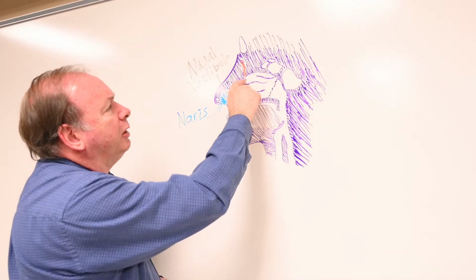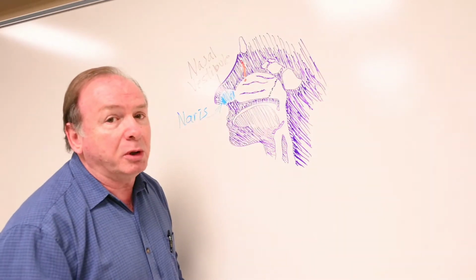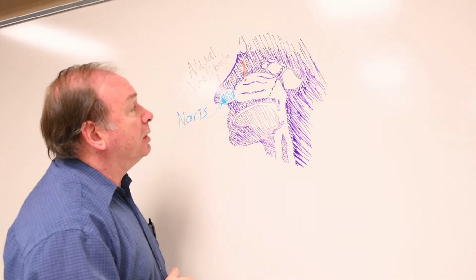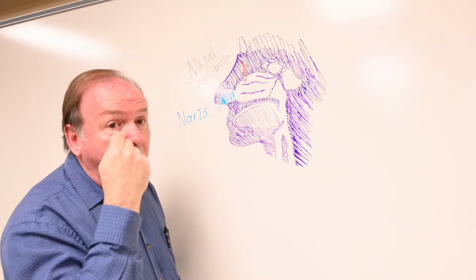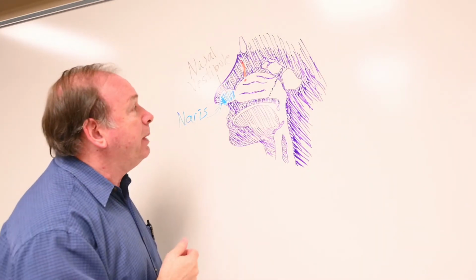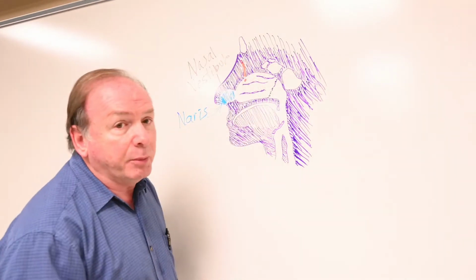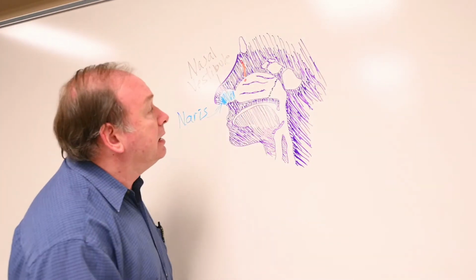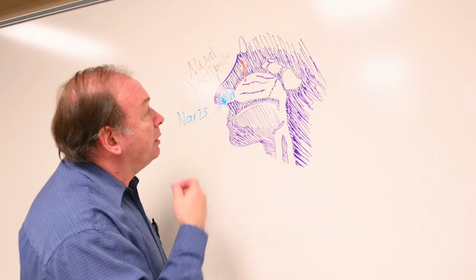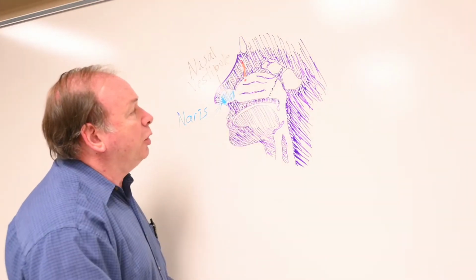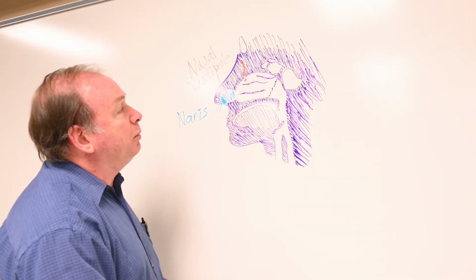Right here I put a little opening for the nasolacrimal canal. The nasolacrimal canal connects from your eye down to your nasal passages, where tears will pass from your eye beneath the conjunctiva below your eyelid down to your nasal openings. So there's that nasolacrimal canal.